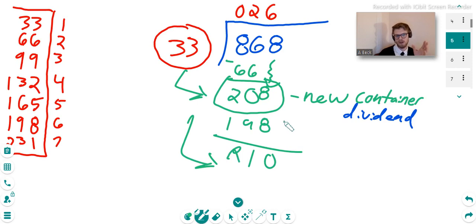So our sack of 33 marbles goes into our container 26 times. Don't need that 0. I just like to put it there. 26 times with a remainder of 10 spaces. So if we had 10 marbles, we could just throw them in and the container would be nice and full. Unfortunately, we don't, so we have some extra space there. We have 26 sacks of 33 marbles. Boom, boom, boom, boom, boom, boom, boom. And we have 10 extra spaces at the end. So that is the answer. 26 remainder 10.